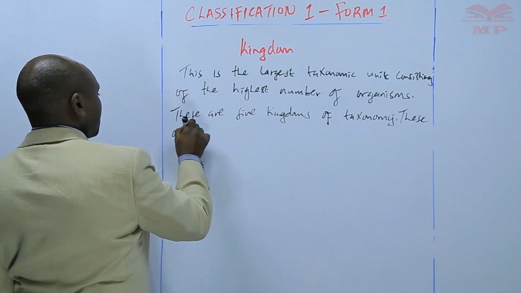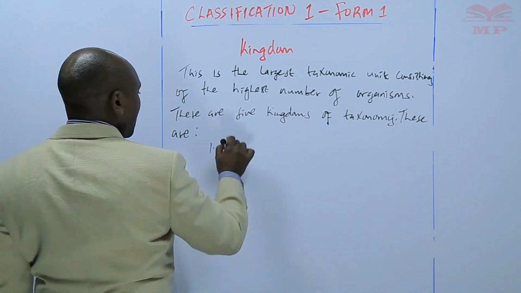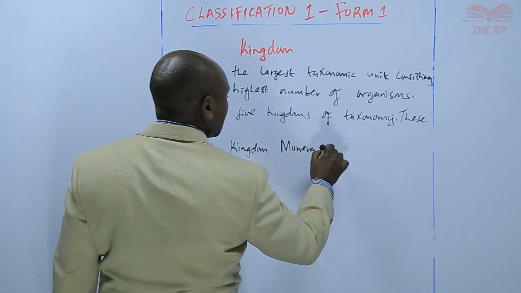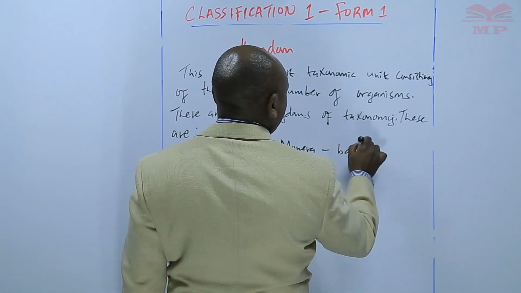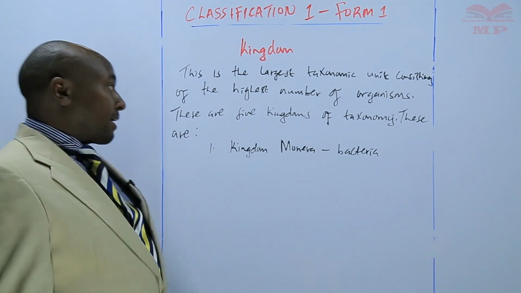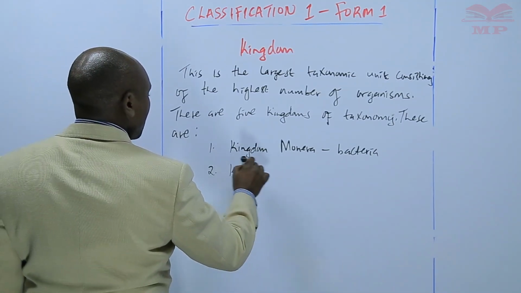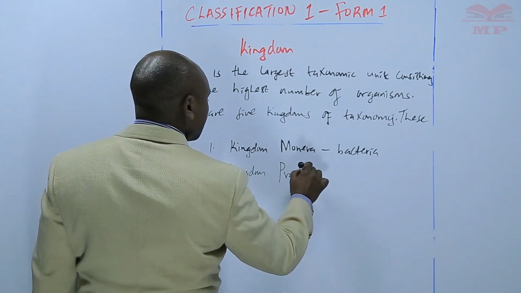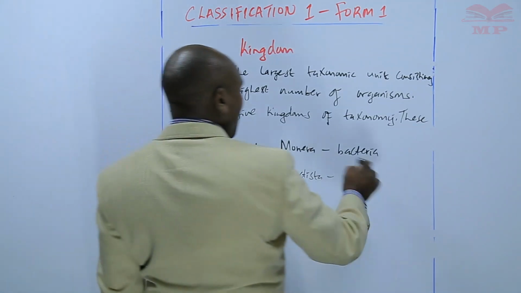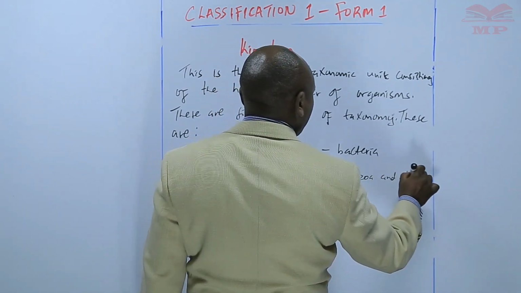And these are: one, we have kingdom Monera, and in this one we have the bacteria. The various types of bacteria are in the kingdom Monera. The second kingdom is kingdom Protista. And in this kingdom we have protozoa and algae.